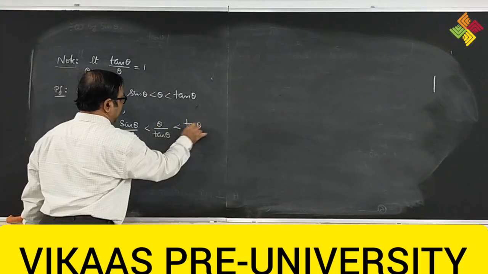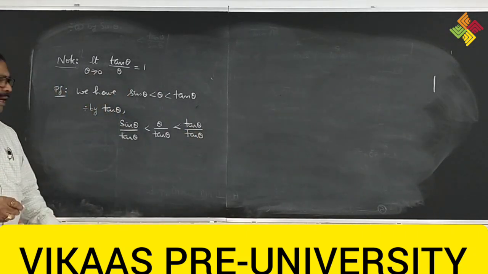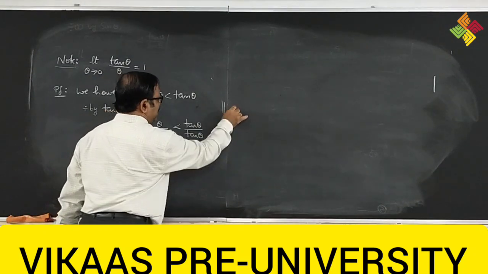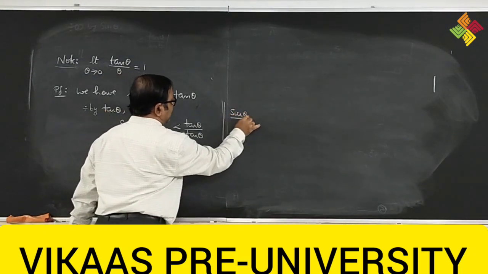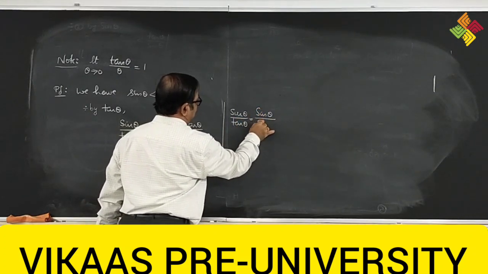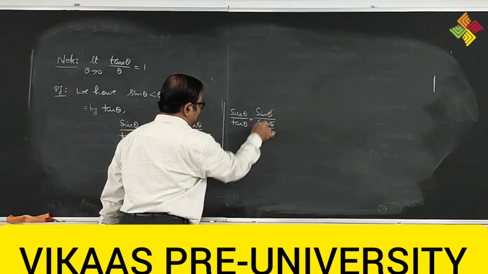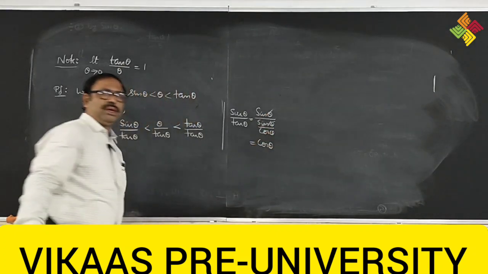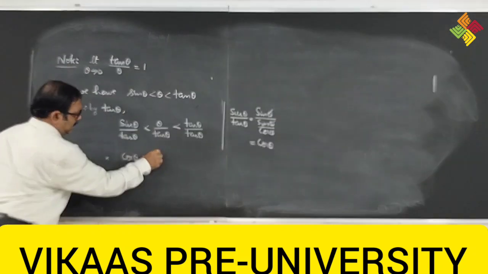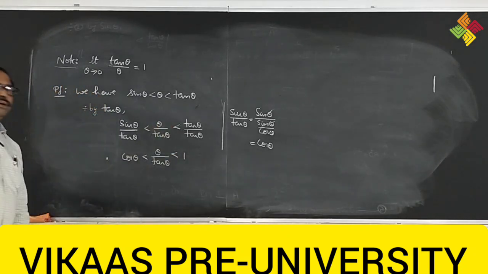that is less than tan theta by tan theta. Okay. Now sin theta by tan theta, what is that? That is equal to sin theta by sin theta by cos theta, so sin theta cancels and cos theta goes to the numerator. So it is nothing but cos theta less than theta by tan theta less than 1.